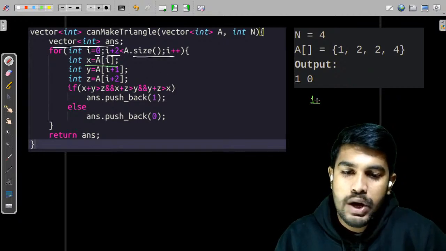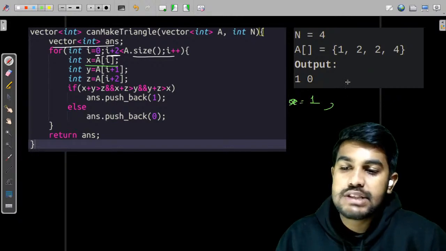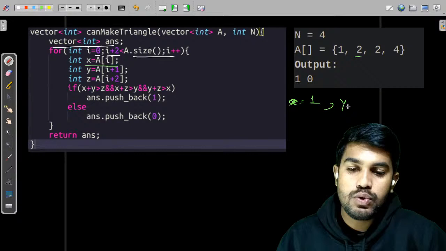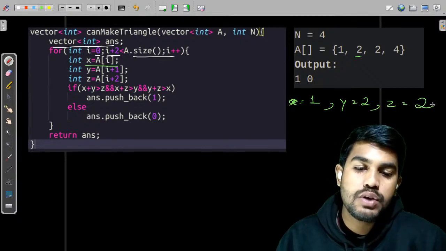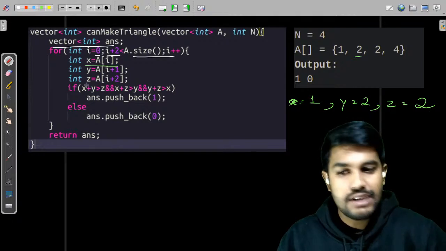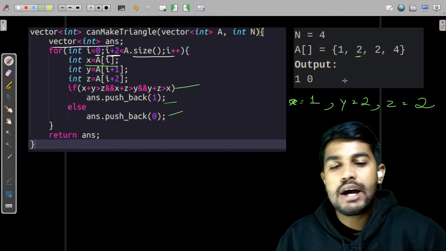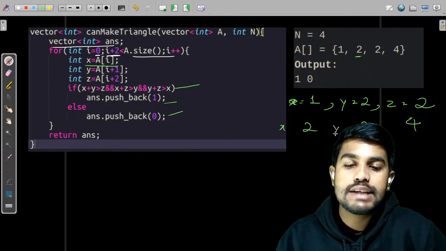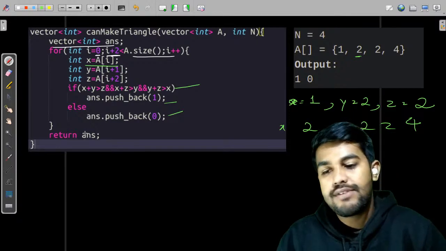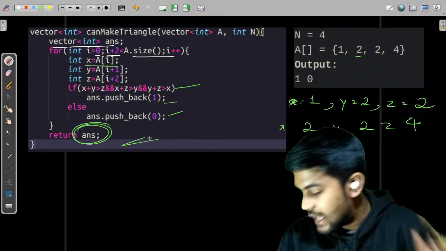So this is 1, this is equal to x, and y is equal to A of i plus 1, so y is equal to 2 and z is also equal to 2. So this is done itself. So we would just check this and this. Then again this would be 2, this would be 2 and this would be 4. This is x, this is y, this is z. Fair enough. And this is how we would return the answer after successful comparison, and we need to end.